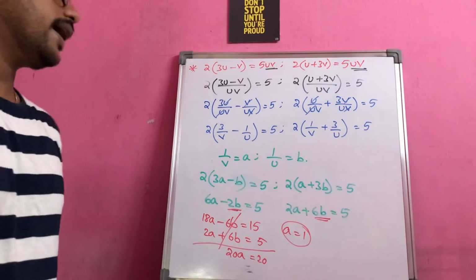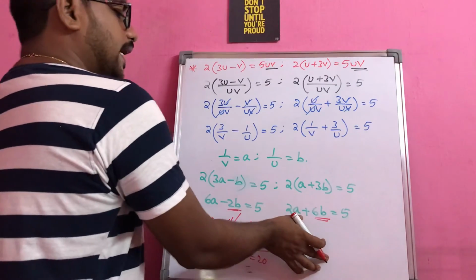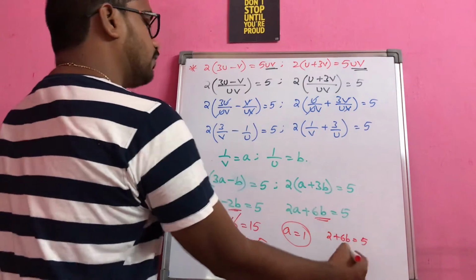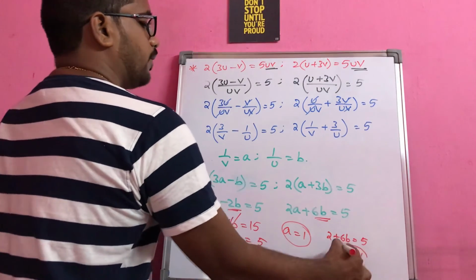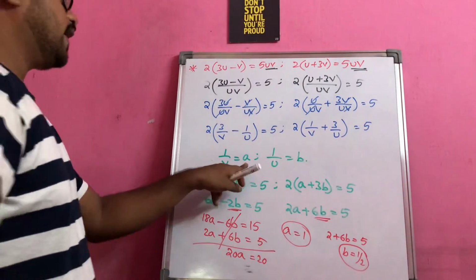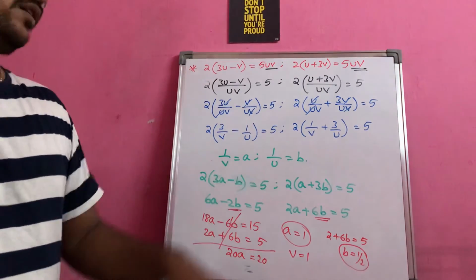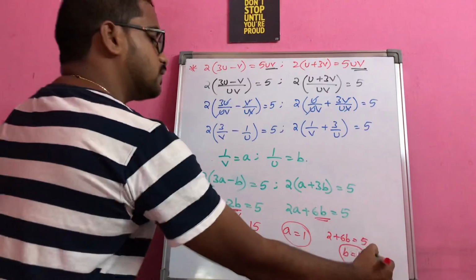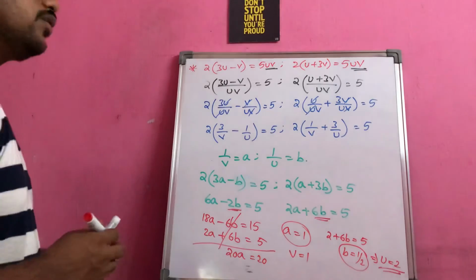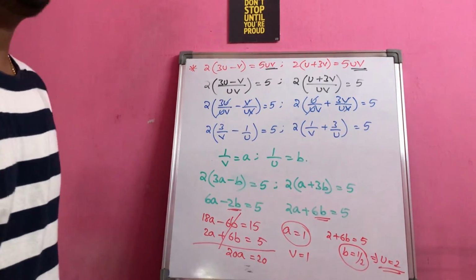So once we are getting a is equal to 1, we can find b by substituting in this. So if I put a as 1 here, I will be getting 2 plus 6b is equal to 5. So that I will be getting b is equal to 1 by 2. So a you are getting 1, b is equal to 1 by 2. So a is 1 means v also will become 1, because 1 by v equal to 1 means v is equal to 1. b is 1 by 2 means you will get u is equal to 2. Right? This is how you have to simplify the equations which are not actually in the standard linear form.